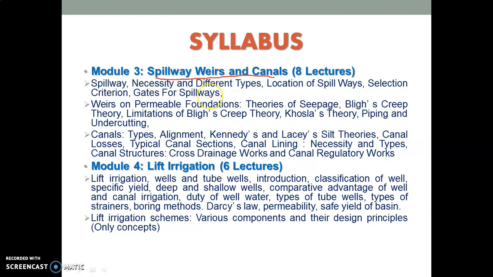Now the third unit, or the third module, is spillways, weirs and canals. Again, these are the irrigation structures which we are going to require for irrigation. A spillway is provided in a dam, and we are going to study it in detail in this module. Then we are going to study weirs and canals. Module 4, the fourth module, is about lift irrigation. Lift irrigation is when we lift water from a lower elevation to a higher elevation in order to provide it to crops.